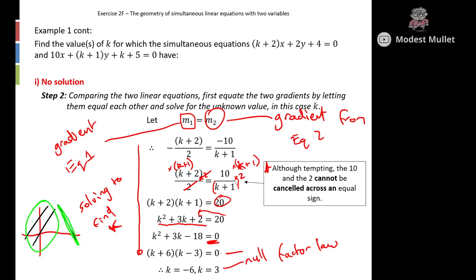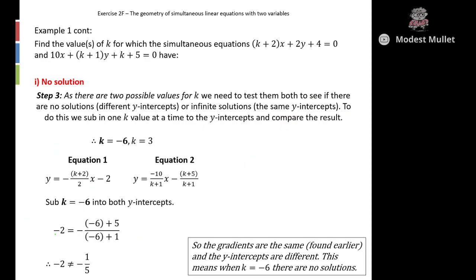What we want is this situation. That situation occurs when the y-intercepts are different. Our c values are different. So we now move on to step 3. Step 3, we have our two k values. We need to test them both to see if there are no solutions, with different y-intercepts, or the same.